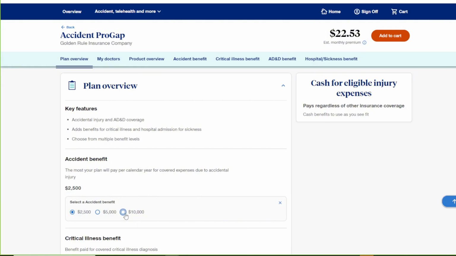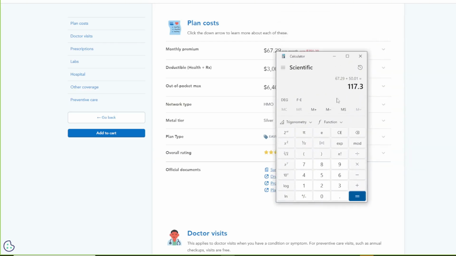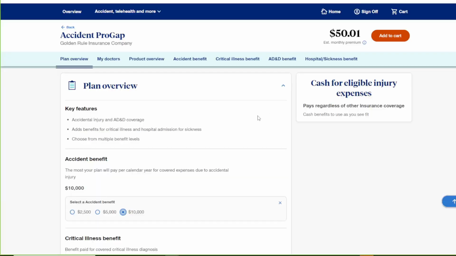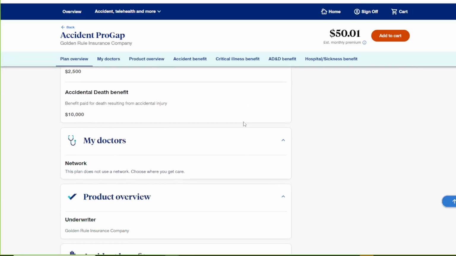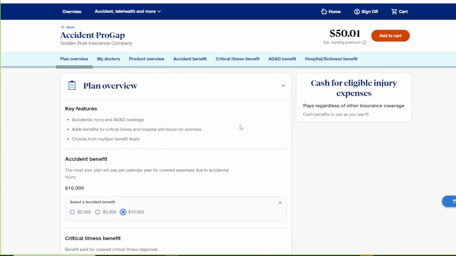So in this case, we're going to try 10,000 first. That puts us at $50.01 with the 67.29. We are looking at $117.30. So we're well within that $200 that the client said that they can afford to spend. So now, when we go through this, you can go through everything with them if you want to, but you don't really need to. There is a brochure that you can look at here.